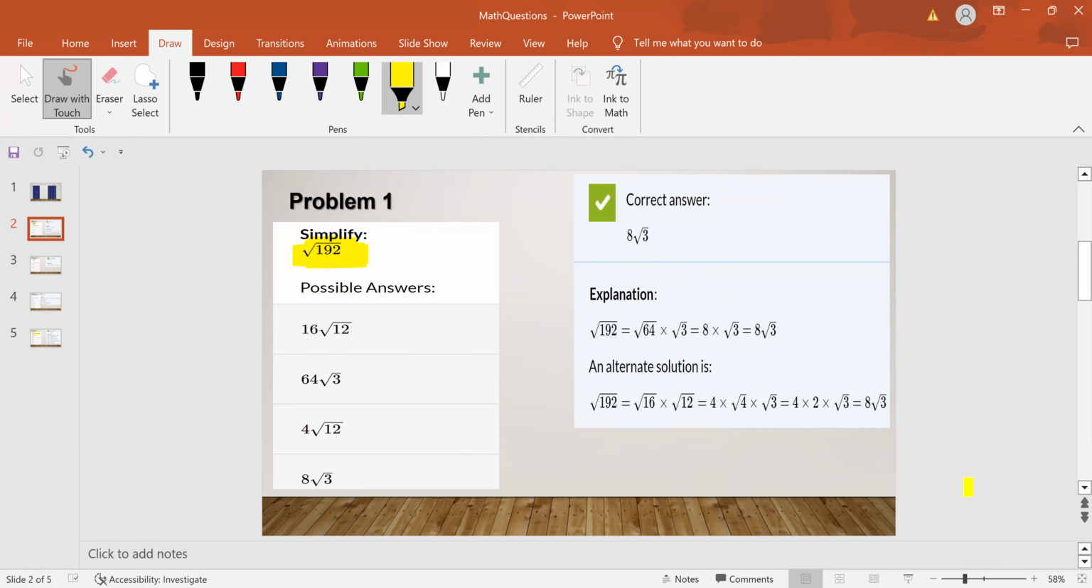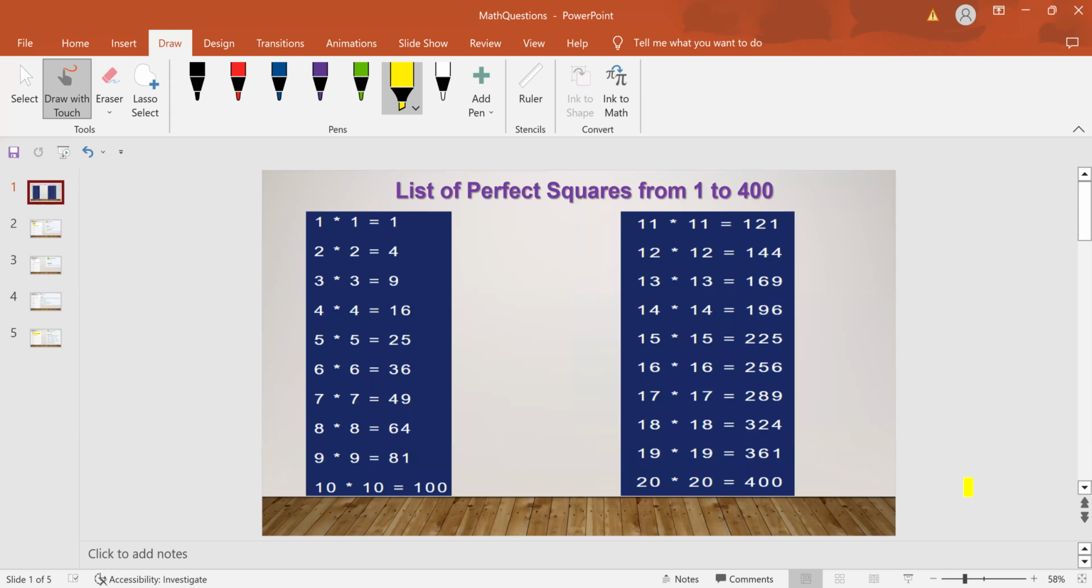And also, before we do that, I want to give you a little hint of this. Okay, list of perfect squares from 1 to 400. If you want to solve square root problems, you must understand square roots and perfect squares, how they work. So what do they mean by perfect square? A perfect square is a number that came from a number multiplied by itself.